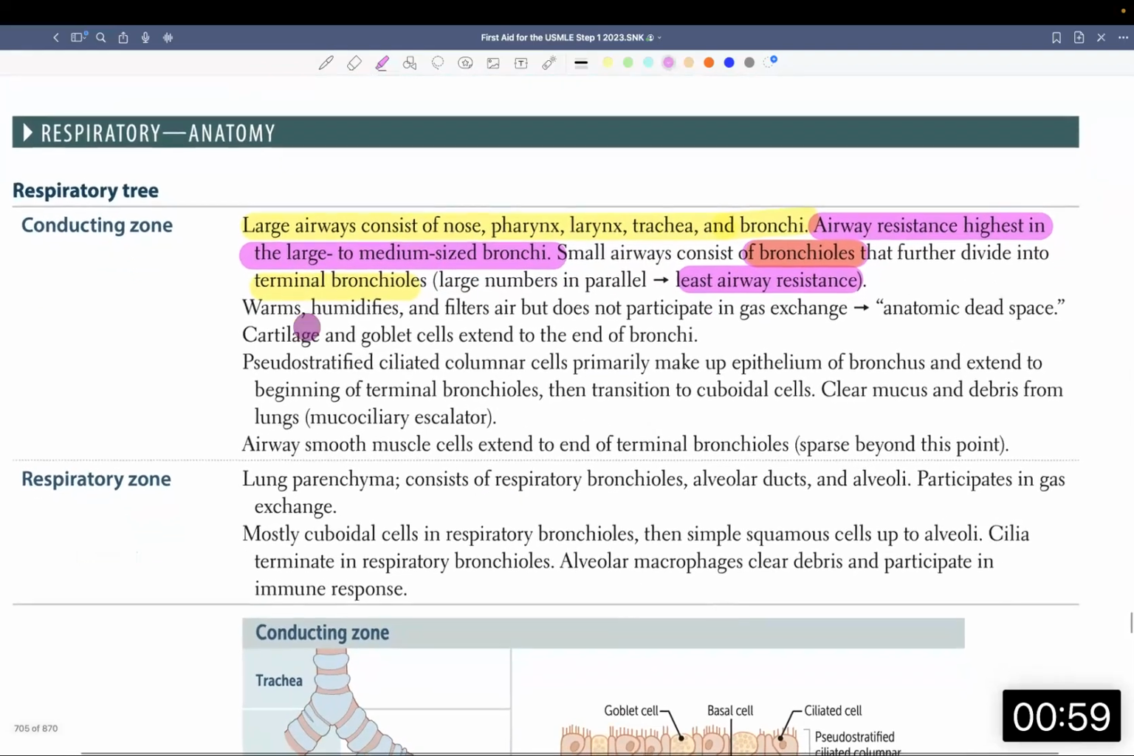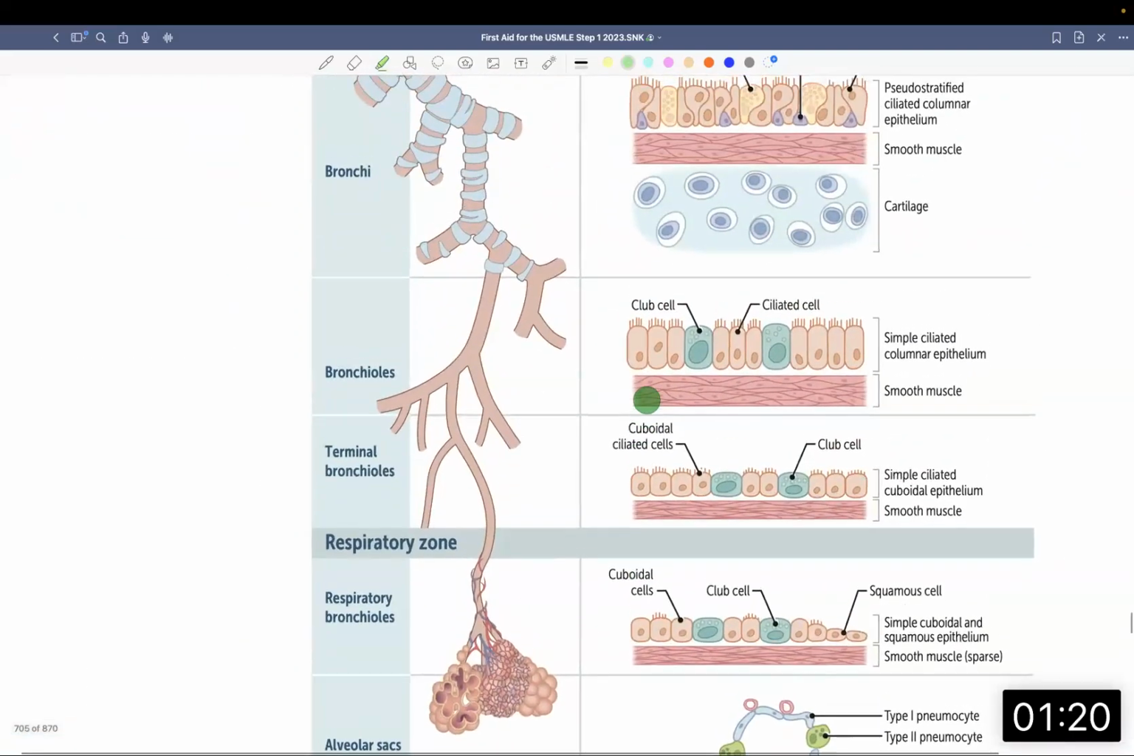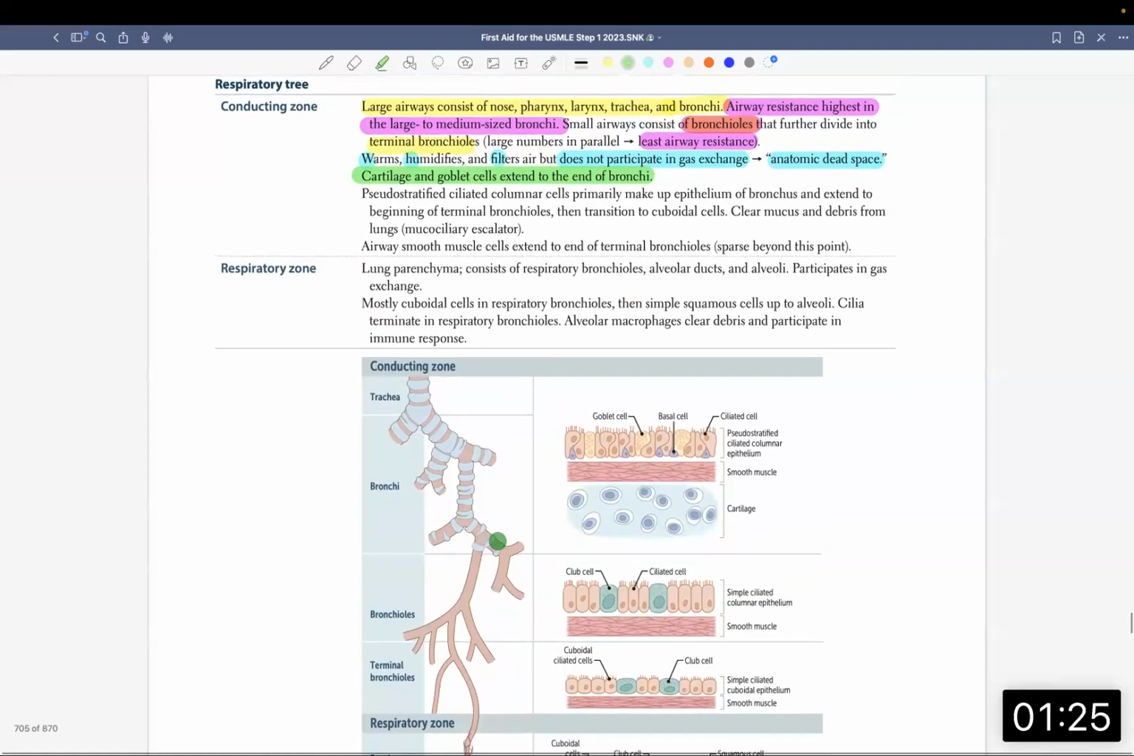Okay, then what is the responsibility of the conducting zone? It is to warm, humidify, and filter the air, but does not participate in gas exchange. That's why it's just known as a conducting zone. And this is known as an anatomic dead space. Cartilage and goblet cells extend to the end of the terminal bronchi. This is a question. Then there's no more cartilage after that.